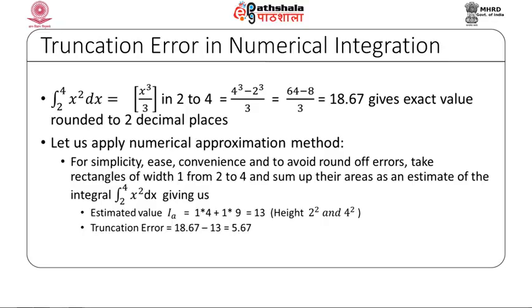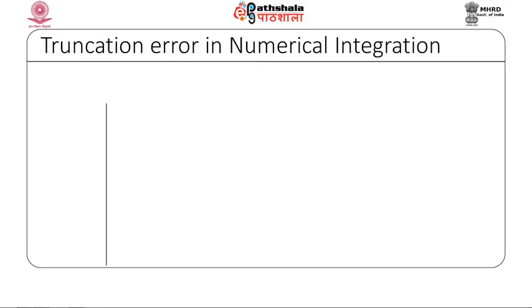So, if you go to the calculation, the estimated value of the integral will be: the width is 1, and the height of the first rectangle is f of 2. The function is x square, so f x is 4. So, 1 into 4, plus the second is again 1 into 3 square, that is 9, 9 plus 4 is 13. So, the estimated value of the integral is going to be 13. And what is the truncation error? The truncation error here is 18.67 minus 13. So, the truncation error value is 5.67.